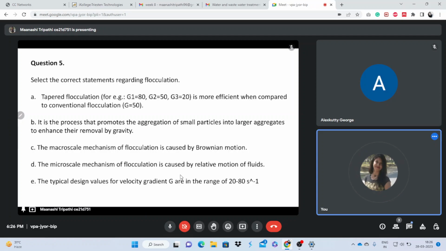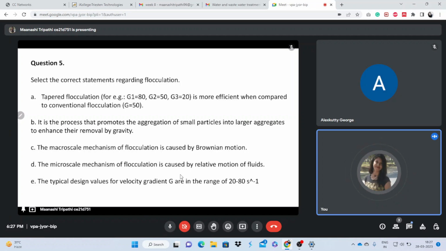So now the numerical questions are finished. One more question is there. Most of the questions are theoretical, so we will do it fast. Select the correct statement regarding flocculation. Tapered flocculation, meaning the value of G is decreasing, is more efficient when compared to conventional flocculation. Flocculation is the process that promotes aggregation of small particles into larger aggregates to enhance their removal by gravity.